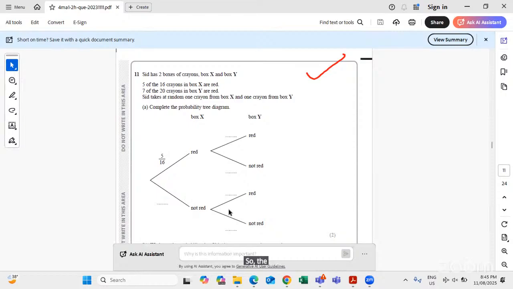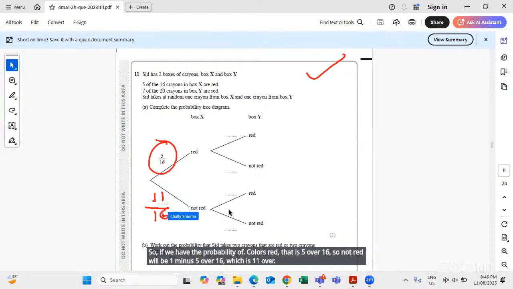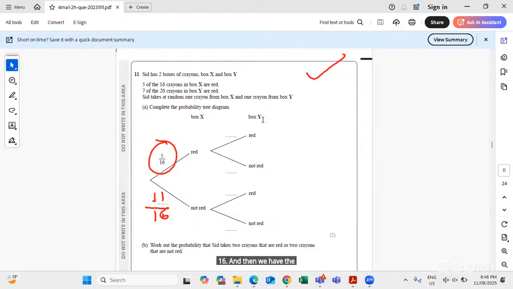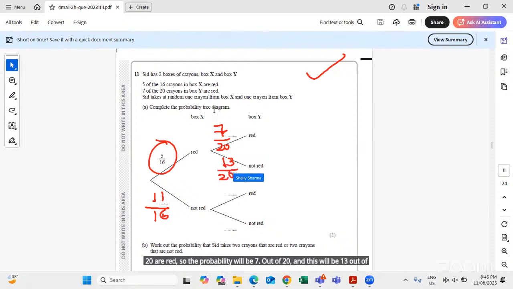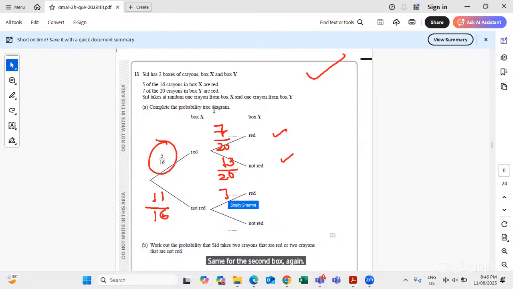The ones which will not be red will be 1 minus 5 over 16, because this is the probability. If the probability of red is 5 over 16, then not red will be 1 minus 5 over 16, which is 11 over 16. And then we have the next box Y. In box Y, 7 crayons out of 20 are red, so the probability will be 7 out of 20, and not red will be 13 out of 20, because red and not red add up to 1. The same for the second box, again 7 out of 20 and 13 out of 20. So this part is done, the completion of the probability tree diagram.